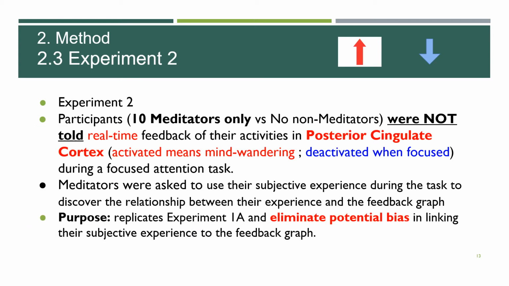Experiment 2 aims to replicate Experiment 1 with the potential confounds of experiential anchors for the graph, focused attention and mind wandering, provided in the earlier experiment. In this experiment, a separate group of meditators took part in a novel stepwise real-time fMRI blinded discovery protocol in which they were instructed to use their subjective experience during the task to discover the relationship between their experience and the feedback graph. The subjects are instructed to decrease the feedback graph volitionally.